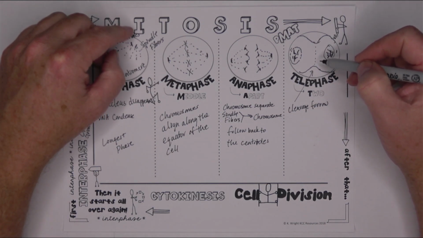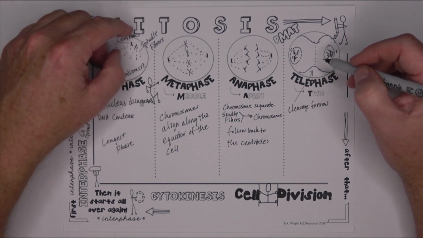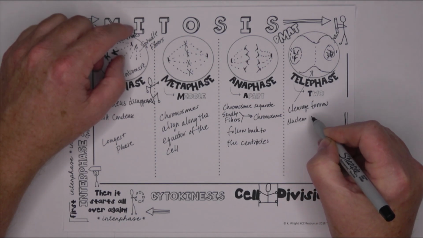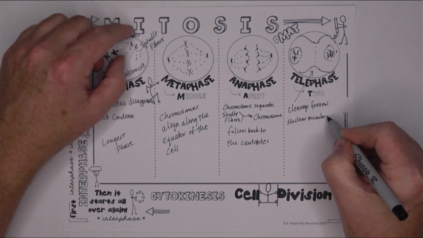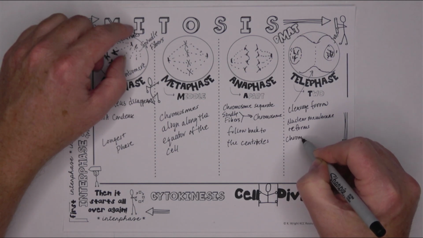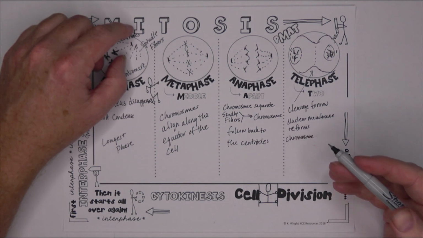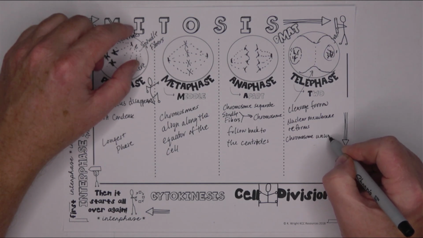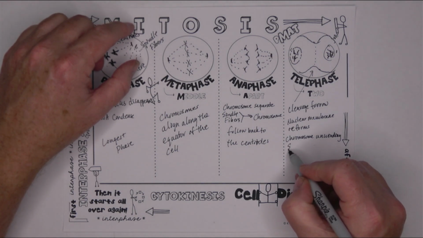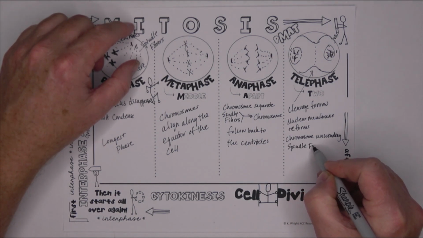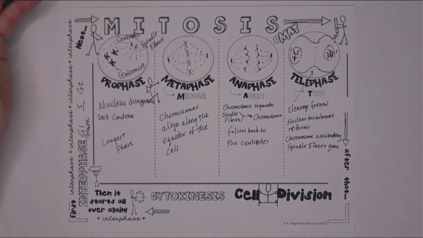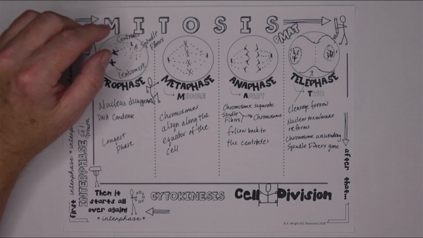If it was a plant cell, we'd have a cell plate follow in. The chromosomes begin to unwind. So the nuclear envelope or the nuclear membrane reforms. The chromosomes, they're so tightly wound, they're going to start unwinding a bit so that they're going to start disappearing. You're not going to be able to see them. The spindle fibers are gone. So those are gone because they're not needed anymore. They're just needed for mitosis.